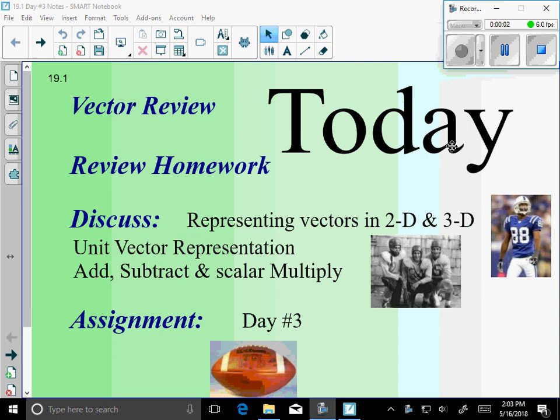Math. 19.1, day number 3, vectors. Those of you following on the web, good for you. Getting a little extra math gains in.